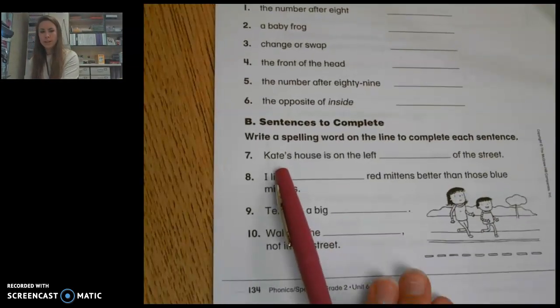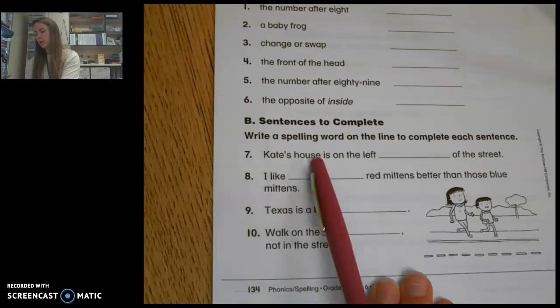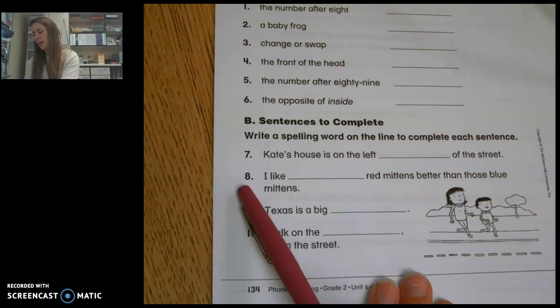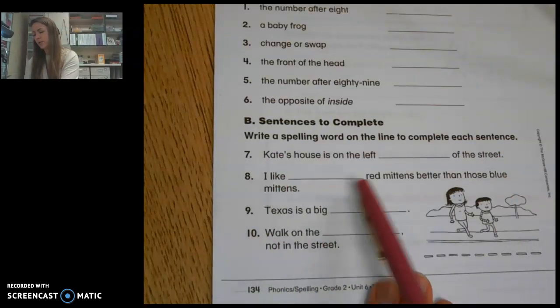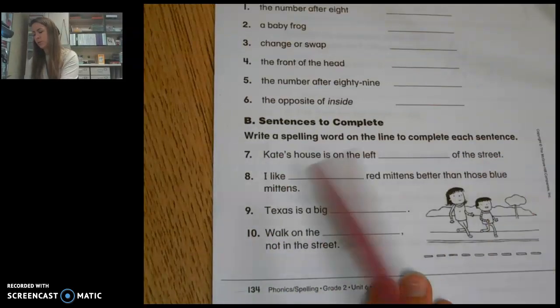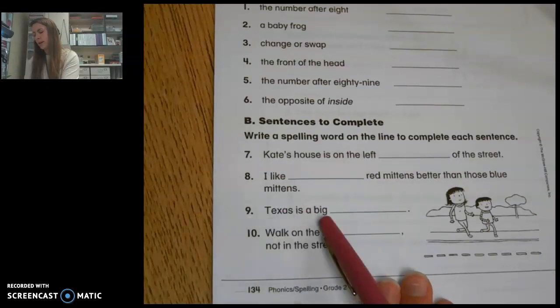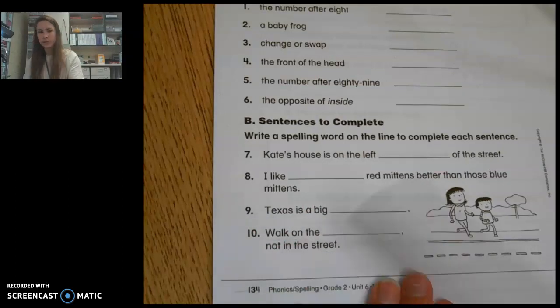Below, you are filling in the sentence. Number 7, Kate's house is on the left blank of the street. Number 8, I like blank red mittens better than those blue mittens. Number 9, Texas is a big blank. Number 10, walk on the blank, not in the street.